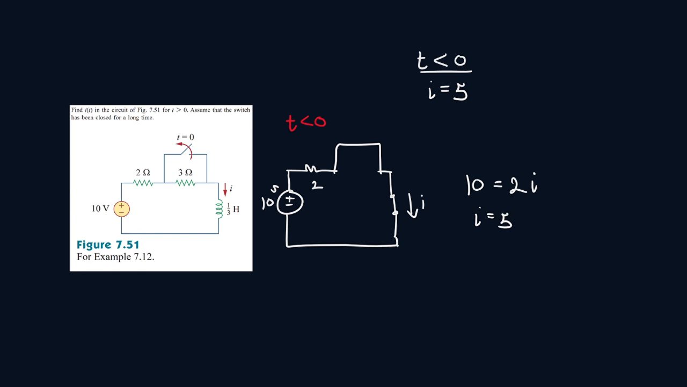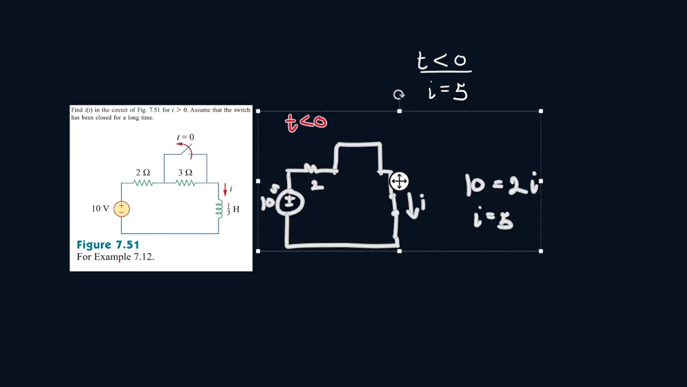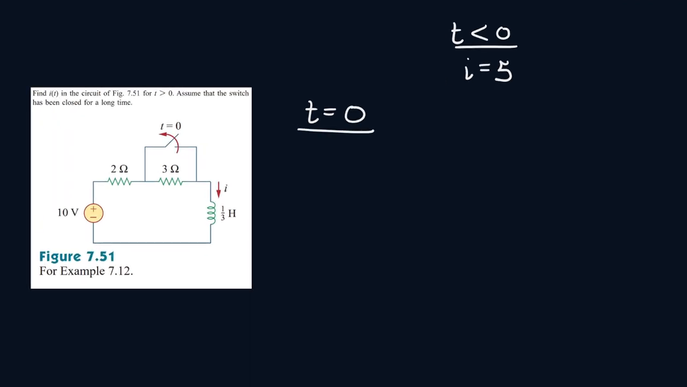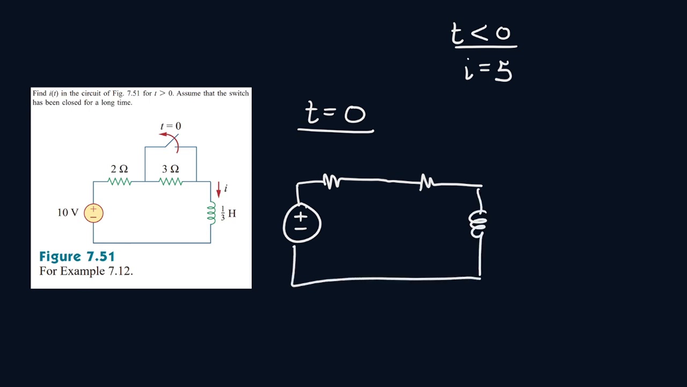Now let's write the circuit for when t is equal to 0. When t is equal to 0, the switch is opened. So the circuit will look like this. So it looks something like this. And since it's an open wire, we can just ignore this part. So this is 3 ohms here, 2 ohms here, and 10 volts here.